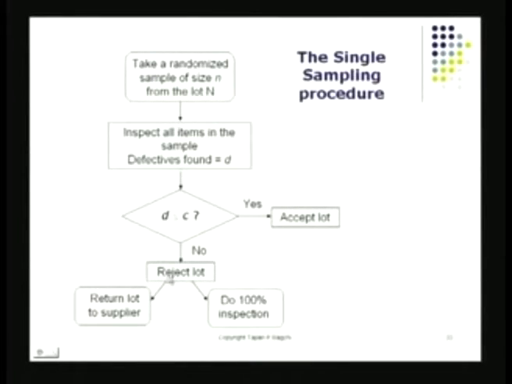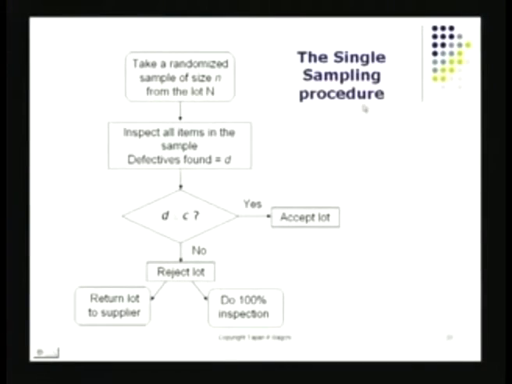Then of course, I can either decide to return the lot to the supplier, or I may do 100% inspection, remove all the defective items from that lot and accept it for use in my production. So the single sampling plan procedure goes as follows. Out of big N items, inspect them, find out how many defectives you've got, and compare the number of defectives you found to this control number C. If D is less than C, accept the lot. If D is greater than C, reject the lot. Then of course either you can return it or you could do rectifying inspection. And this is the total single sampling plan scheme.